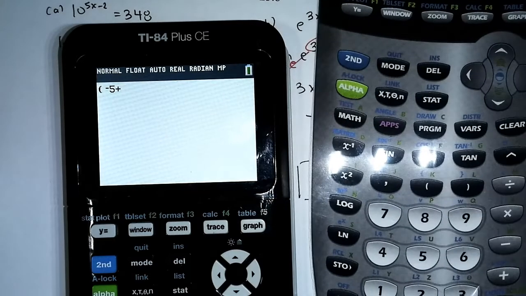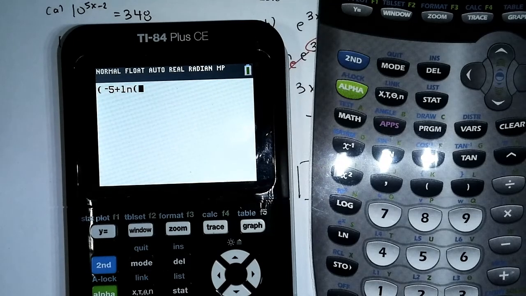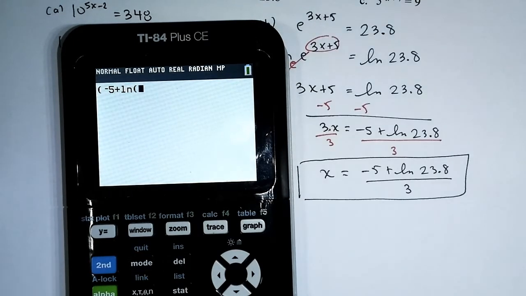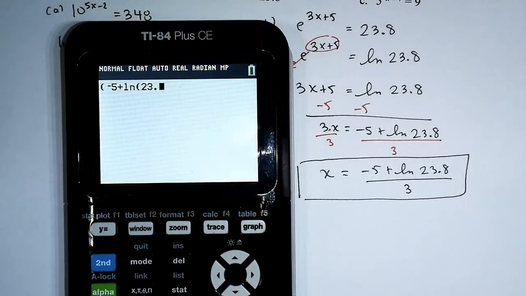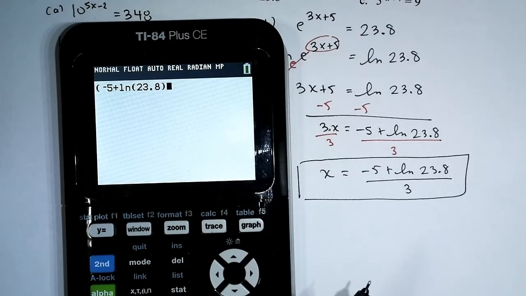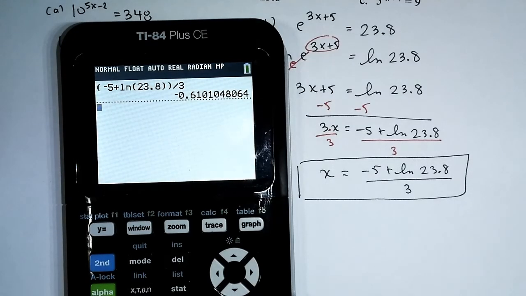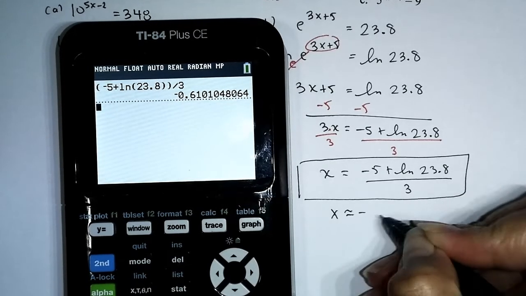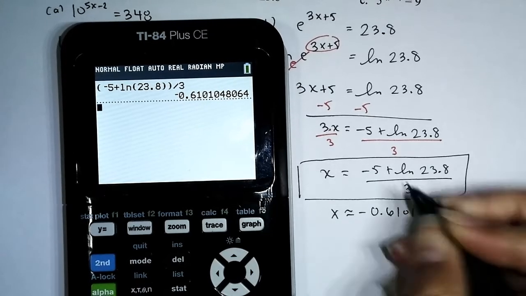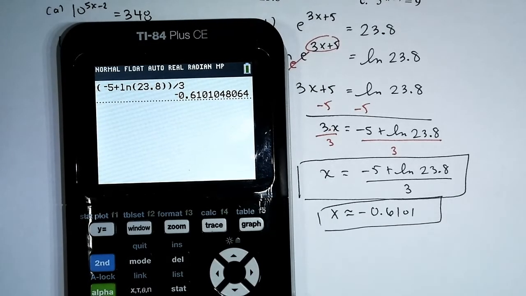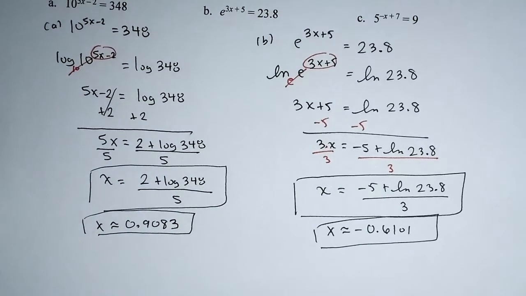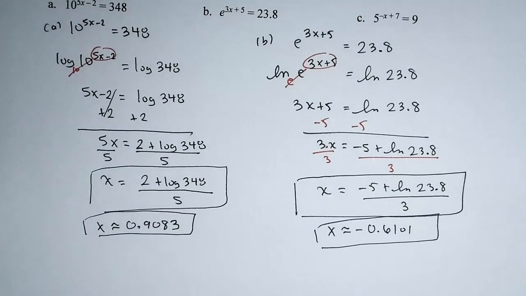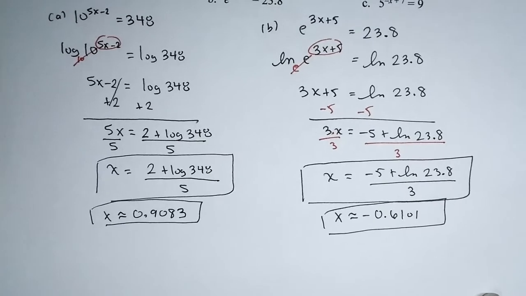Okay. So the natural log is the one that says ln. So plus the natural log of, I forgot because my memory is not so great, plus the natural log of 23.8. We're going to close the argument. We're going to close the numerator and divide that by 3. We take our time, round it to 4 decimal places. That will give us that x is about negative 0.6101. Cool. So on the agenda, we are on track to do 3 problems. That's 2 down, so 1 more to go. So don't worry, we're almost done.